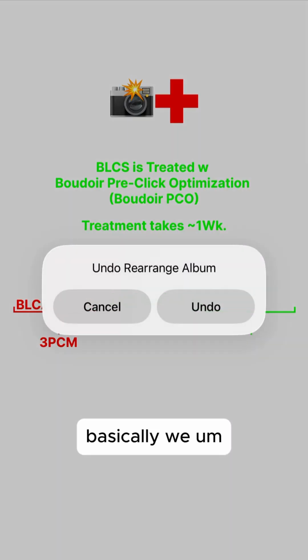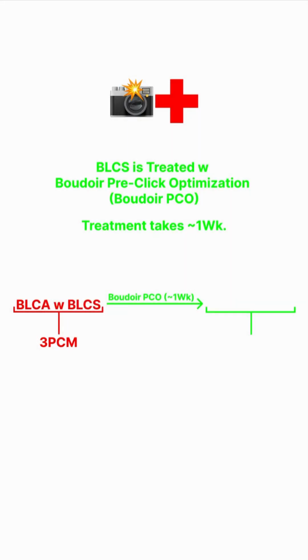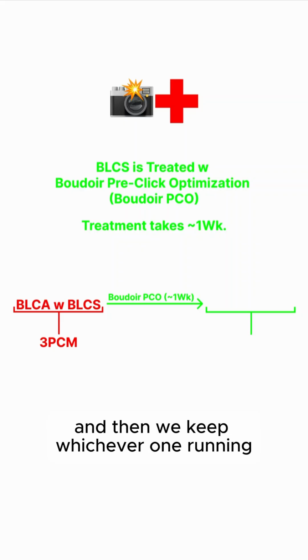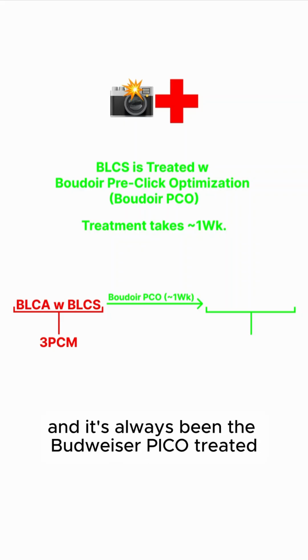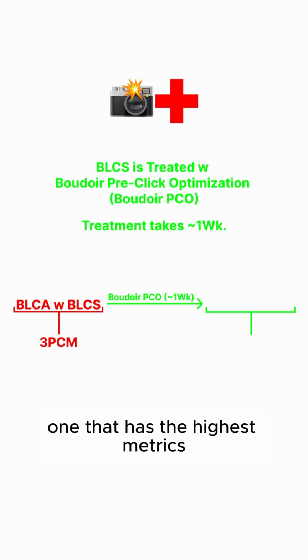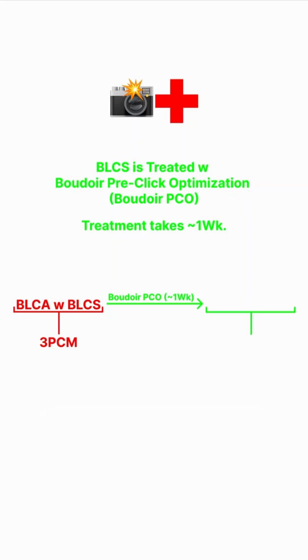basically we run that through its full treatment, and then we keep whichever one running has the highest metrics. And it's always been the Boudoir Pico treated one that has the highest metrics at the end.